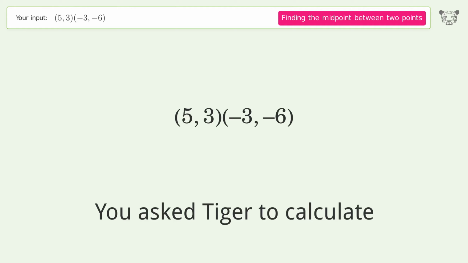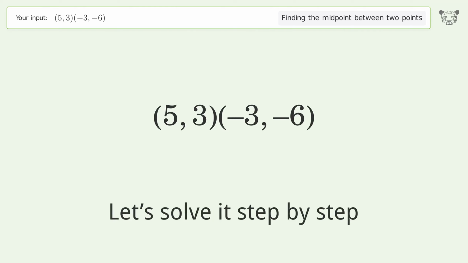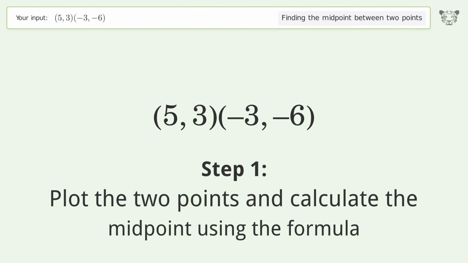You ask Tiger to calculate. This deals with finding the midpoint between 2 points. The midpoint between the 2 points is 1, negative 1.5. Let's solve it step by step. Plot the 2 points and calculate the midpoint using the formula.